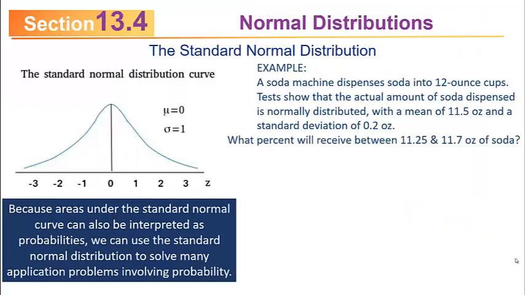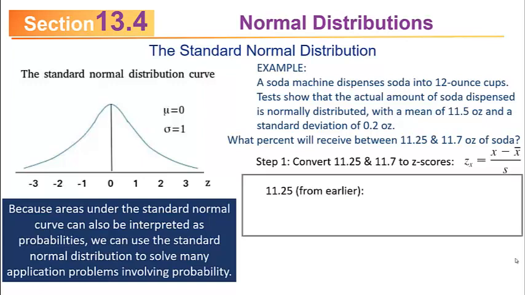Let's ask another question. What percent will receive between 11.25 and 11.7 ounces of soda? The first thing you're going to do is change those to z-scores. We're going to use the standard normal table to look this up, so the x values have to be converted to z-scores. We actually did that earlier for 11.25, so I'm not going to emphasize that again, but it came out to be negative 1.25.